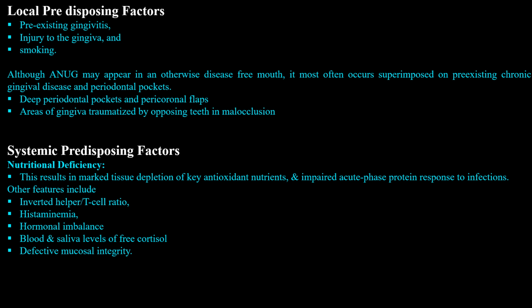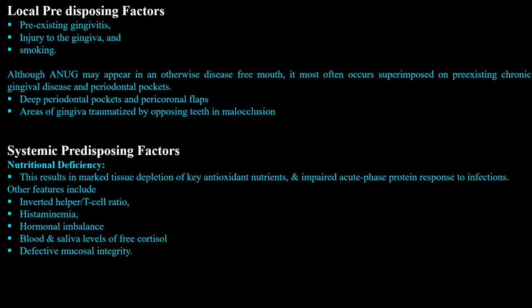What are the systemic predisposing factors? Nutritional deficiency is one of the most important systemic predisposing factors, because there is going to be a depletion of the major nutrients from the tissues when a patient is malnourished for a longer period of time. When the tissue does not have enough nutrients like the antioxidants, which are required for defense, immunity, and for healing and repair of the tissues, ANUG is going to happen. So that is one of the most important predisposing factors.